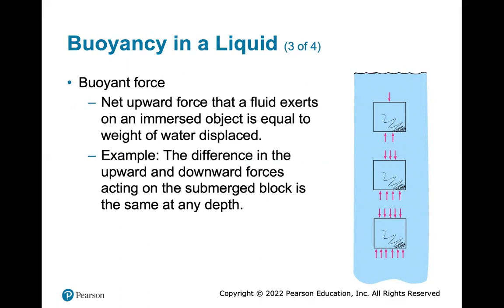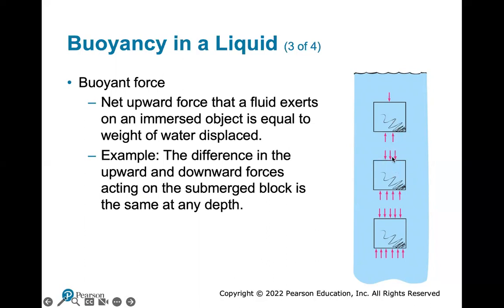Okay, now the buoyant force, the net upward force that a fluid exerts on an immersed object, is equal to the weight of water displaced. The difference in the upward and downward forces acting on the submerged object is the same at any depth. And they're showing you some little vectors here. At this level, the force downward is one of these vectors. The force upward, because there's a distance here, it's 2. So the difference is 1.